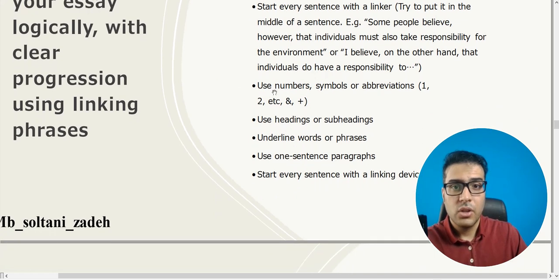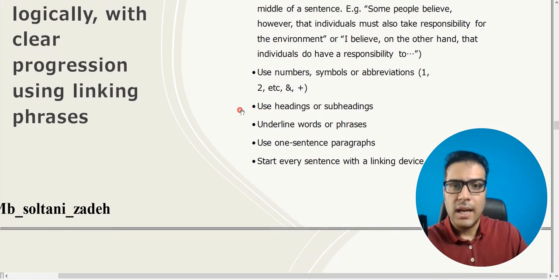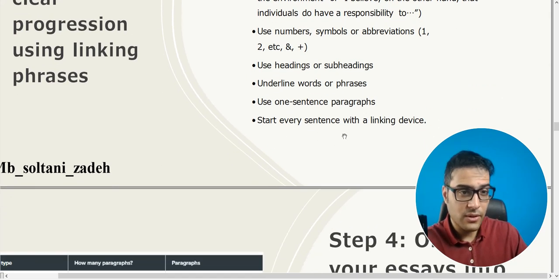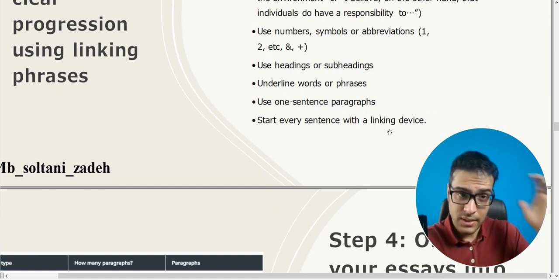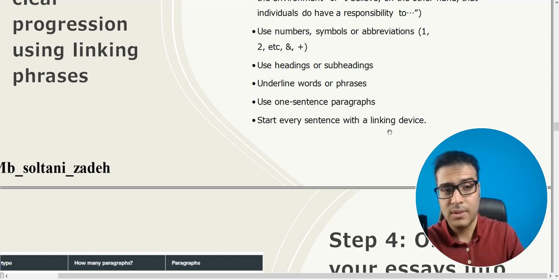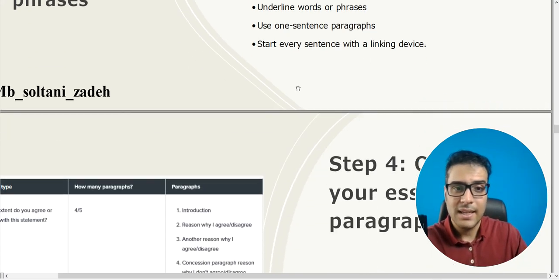responsibility too. Don't use numbers, symbols, or abbreviations, as you can see. Don't use headings or subheadings; your format will be faulty then. Don't underline words or phrases. Don't use one-sentence paragraphs, as they are going to harm your score. And don't start every sentence with a linking device. You don't need to do that. Not all sentences need a link.